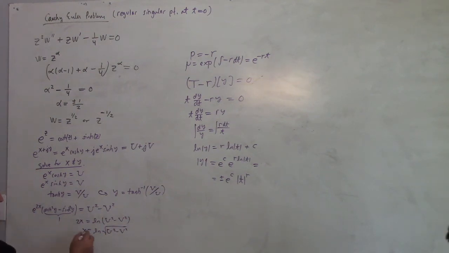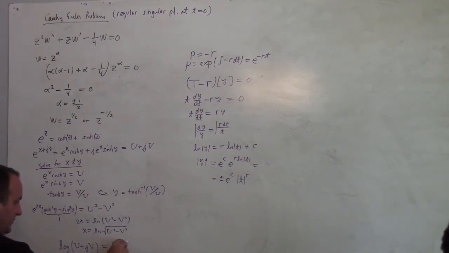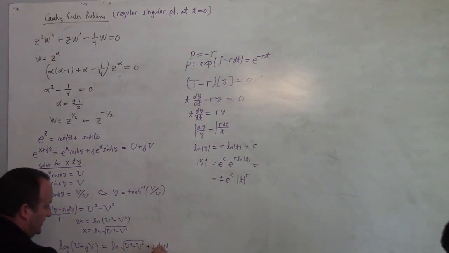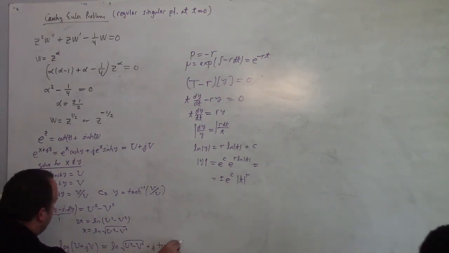Okay, so there it is. The log of u plus jv is equal to the natural log of the square root of u squared minus v squared, plus j times the inverse hyperbolic tangent of their quotient.